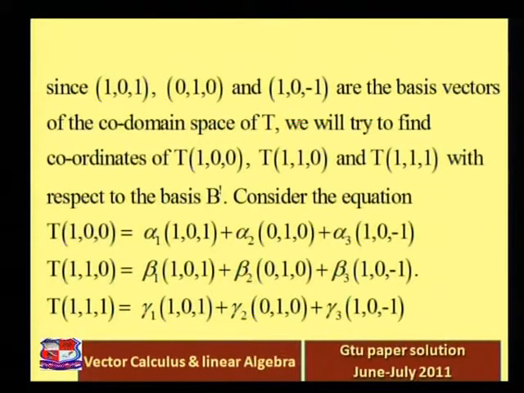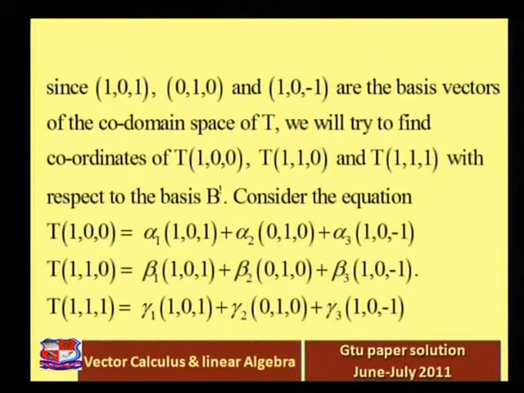Consider the equation T(1, 0, 0) equals alpha 1 into (1, 0, 1) plus alpha 2 into (0, 1, 0) plus alpha 3 into (1, 0, -1). With the same form, T(1, 1, 0) equals beta 1 into (1, 0, 1) plus beta 2 into (0, 1, 0) plus beta 3 into (1, 0, -1), and then T(1, 1, 1) equals gamma 1 into (1, 0, 1) plus gamma 2 into (0, 1, 0) plus gamma 3 into (1, 0, -1).